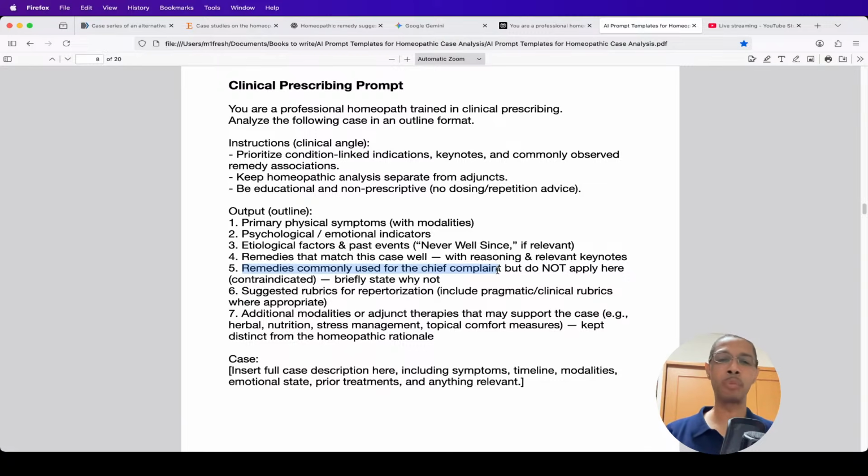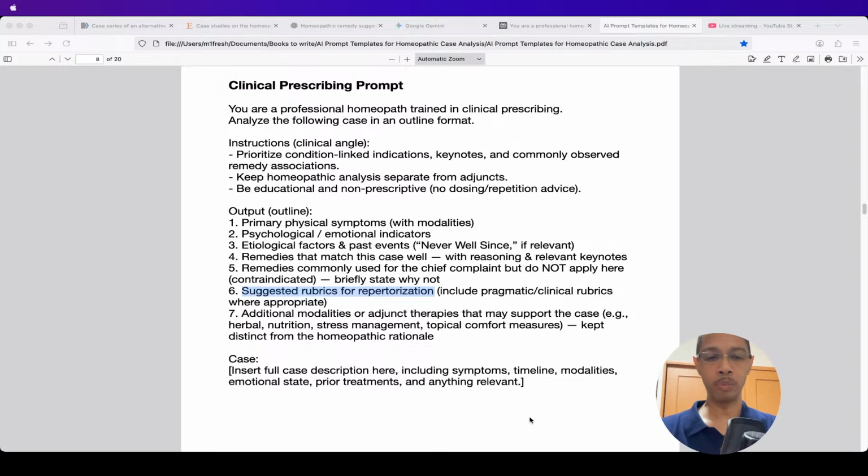But again, you never blindly trust any of this stuff. And then here, this is going to give you suggested rubrics for repertorization. Now, like I mentioned earlier, it can make up rubrics. It will probably make up some rubrics. The reason why I included this in here is more for you to use the rubrics as keywords, right?